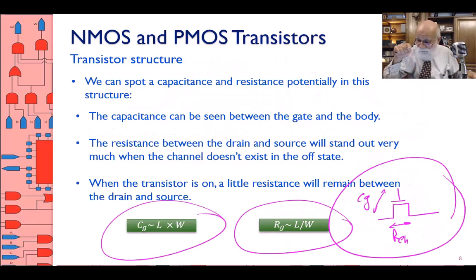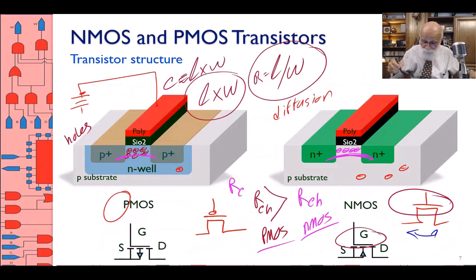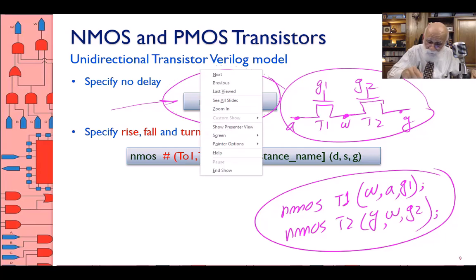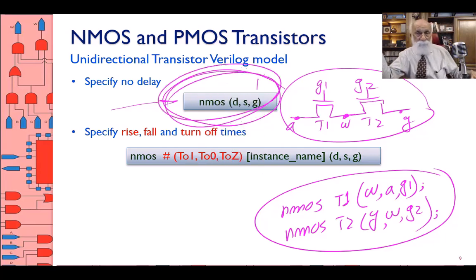Nothing I've shown you so far represents the resistance and the capacitance, but we all know that resistance times capacitance gives you a delay. This model doesn't have a delay. But Verilog says, if you have to have delays, I'm not going to give you R and C values, but I'm going to give you these three delay values: a to 1 value, a to 0 value, a to Z value.